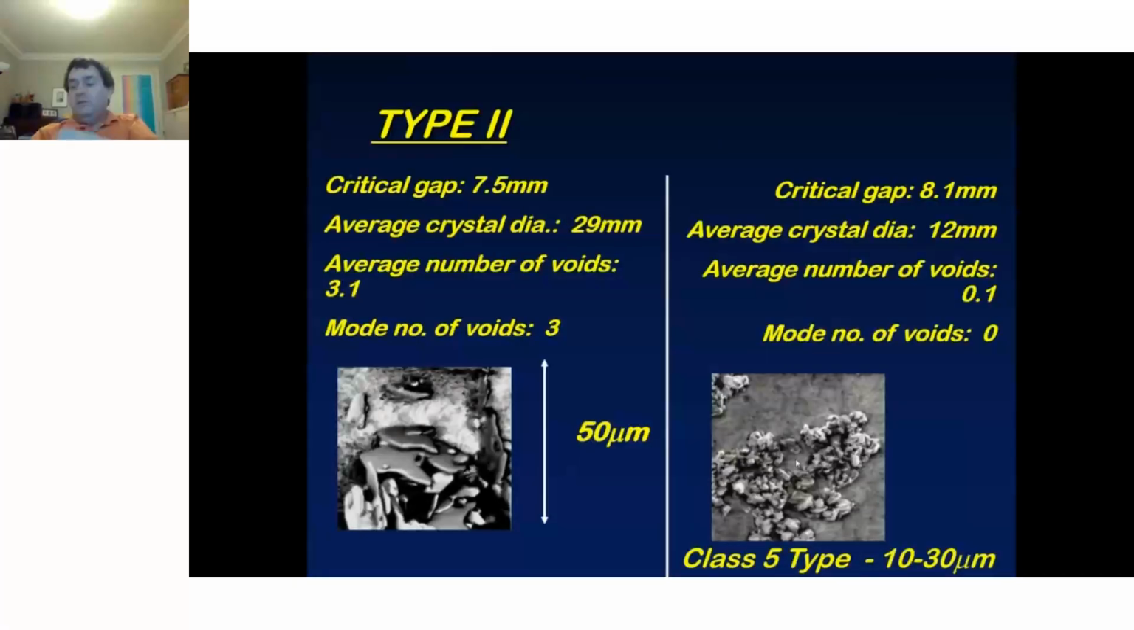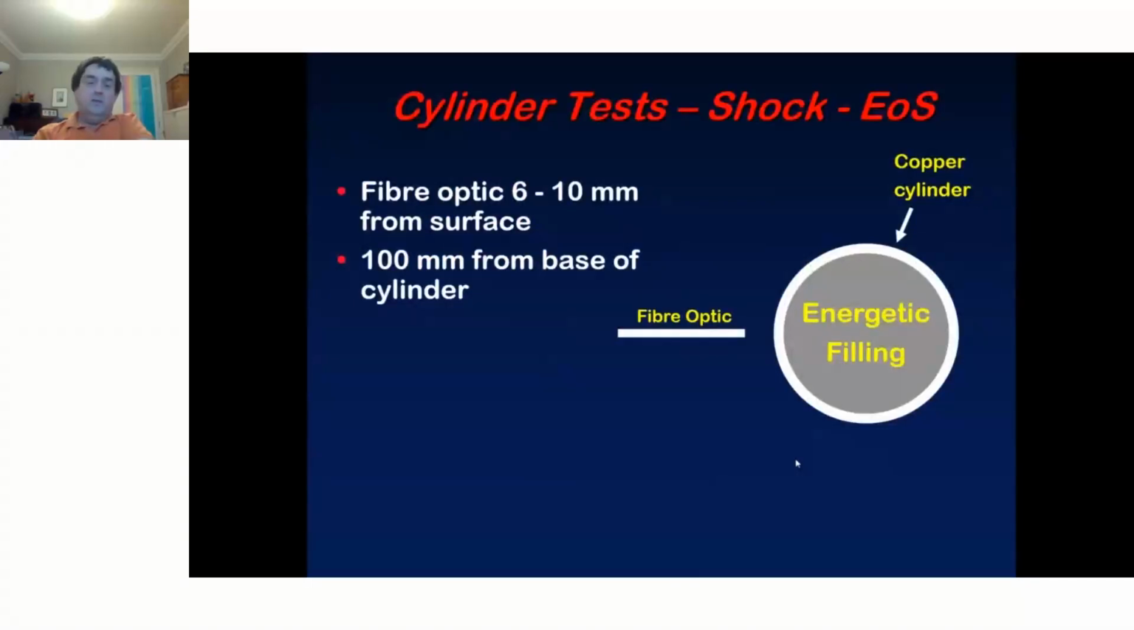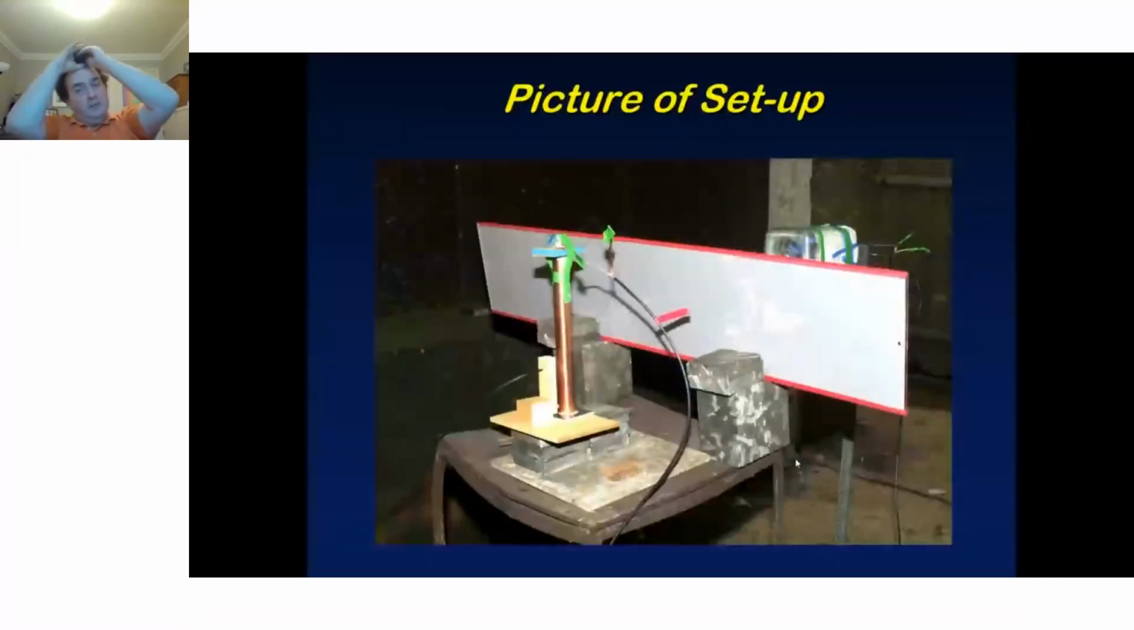So getting on to the very final part of this presentation, we look at cylinder tests. You use them for doing the shock equation of state. And in this case, we used a high-speed camera and also a velocity interferometer system. That is the rough setup of the system. And there is the picture of the test setup.